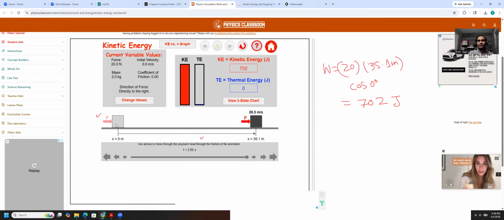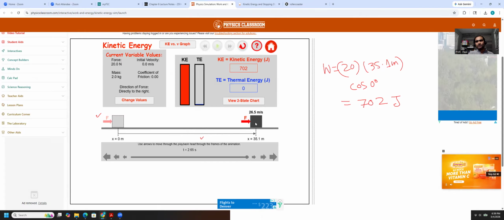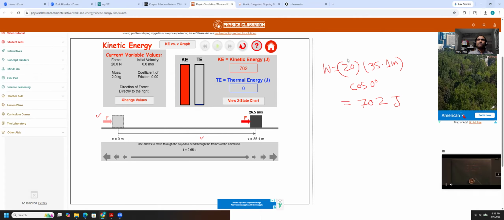Initially it was at rest. So that means the kinetic energy here was equal to 0, and as it is moving, the kinetic energy increases because here you see the speed is equal to 26.5 meters per second. So that means because of this work, kinetic energy changes.